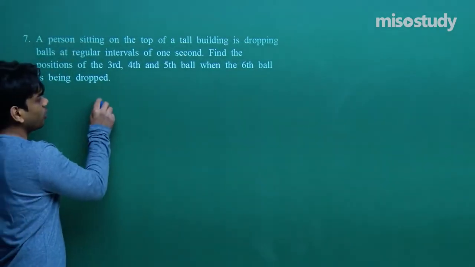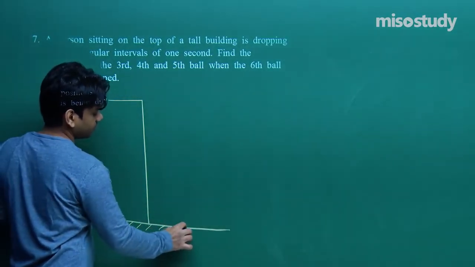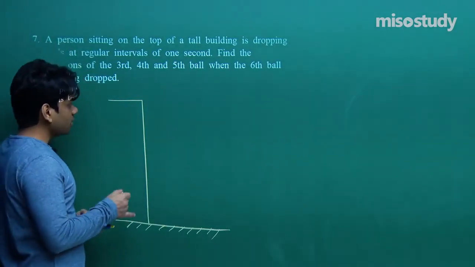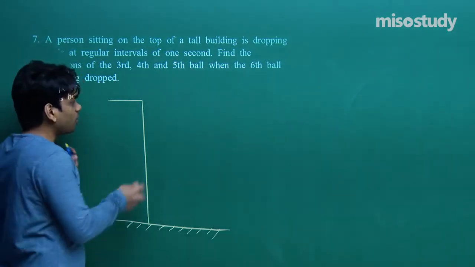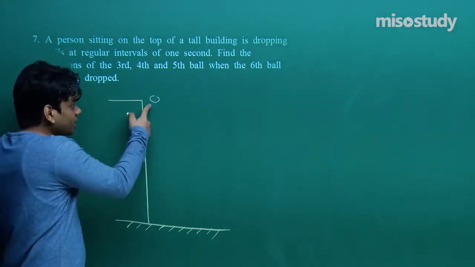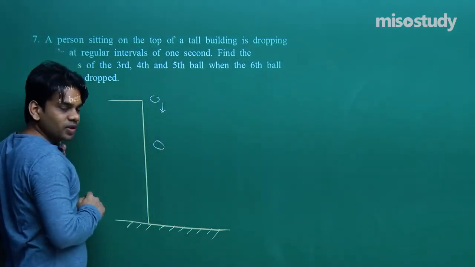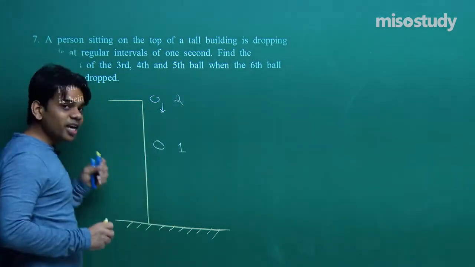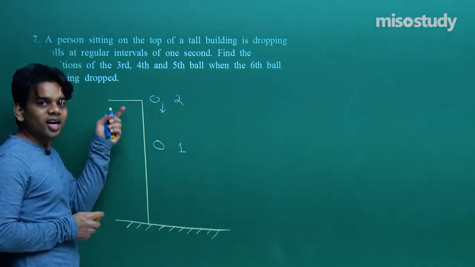The person is standing on the top of a tower. I believe that this diagram would be clear to you. He is dropping balls. So what I'm going to show you, at the interval of 1 second, he goes on dropping balls. If he drops the first ball, this first ball will travel for 1 second and then the second ball will be dropped. So between first and second, the time gap will be 1 second. Then when this second ball travels for 1 second, the third ball is going to drop.